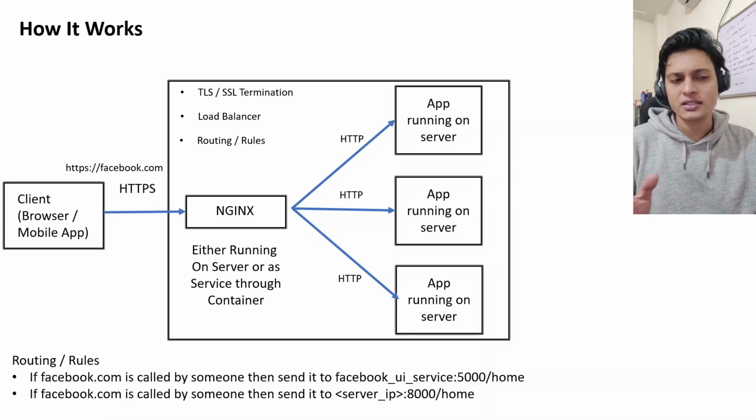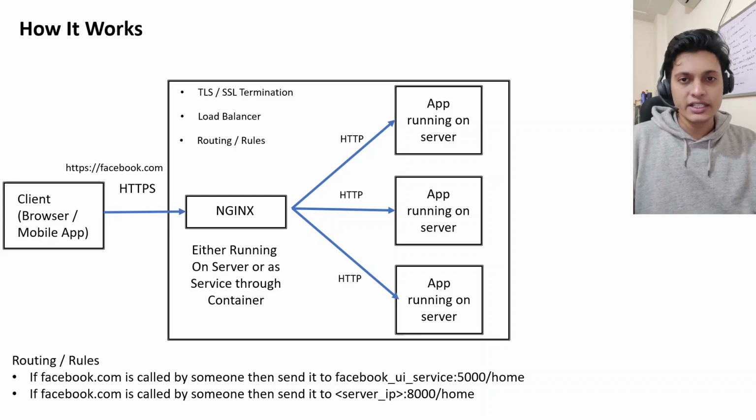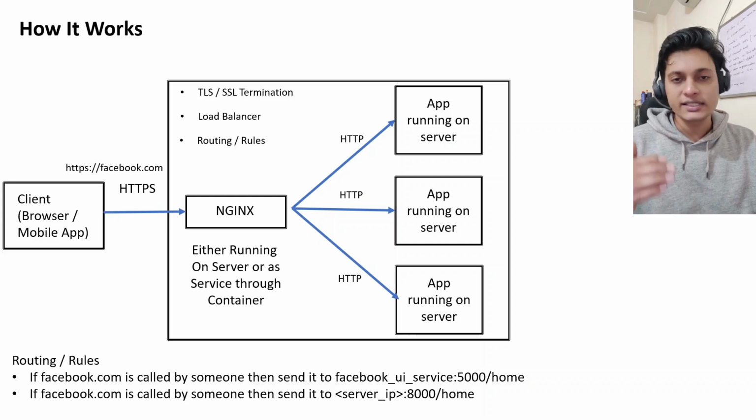Let's say your application is running on a server and you have just exposed one service to access that application in that server, which is internal to your network, and that service is running on port 5000. So you are saying that, okay, if a user tries to access abc.com, which is configured with my Nginx, then this Nginx will send the traffic to the Facebook UI service, which is running on my server.